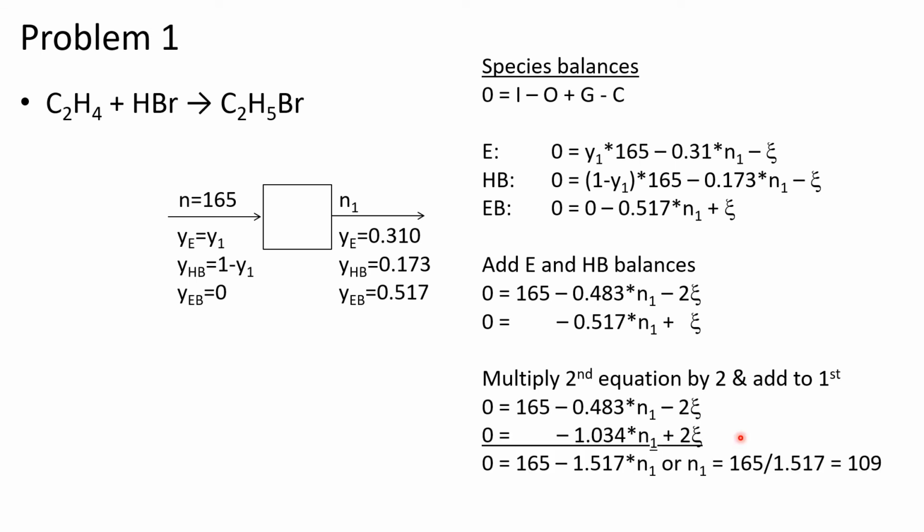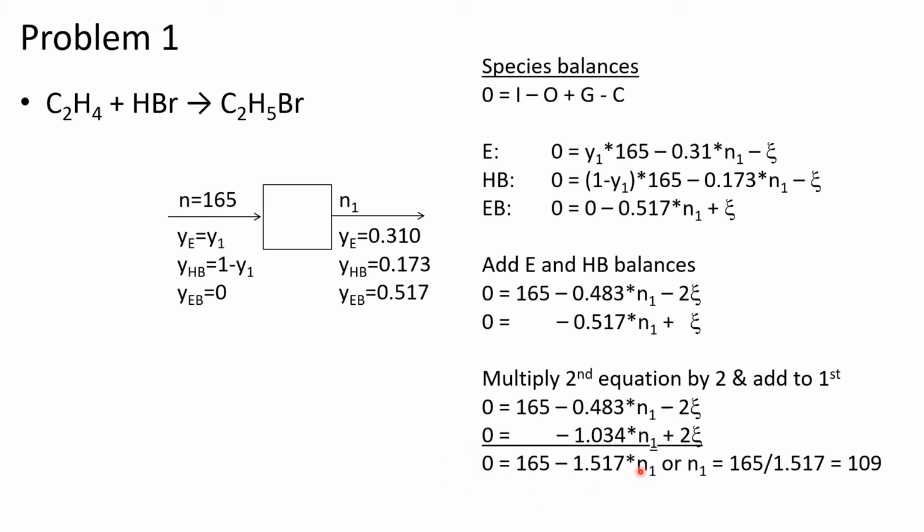Let's do that. The second equation has been multiplied by 2 here. We have plus 2 times xi. And we multiply this term by 2. We end up with minus 1.034 times N1. Adding these two equations together, a minus 2 xi cancels with a plus 2 xi. We add these two terms together, we end up with a minus 1.517 times N1. And that is subtracted from 165. That whole term is set equal to 0.